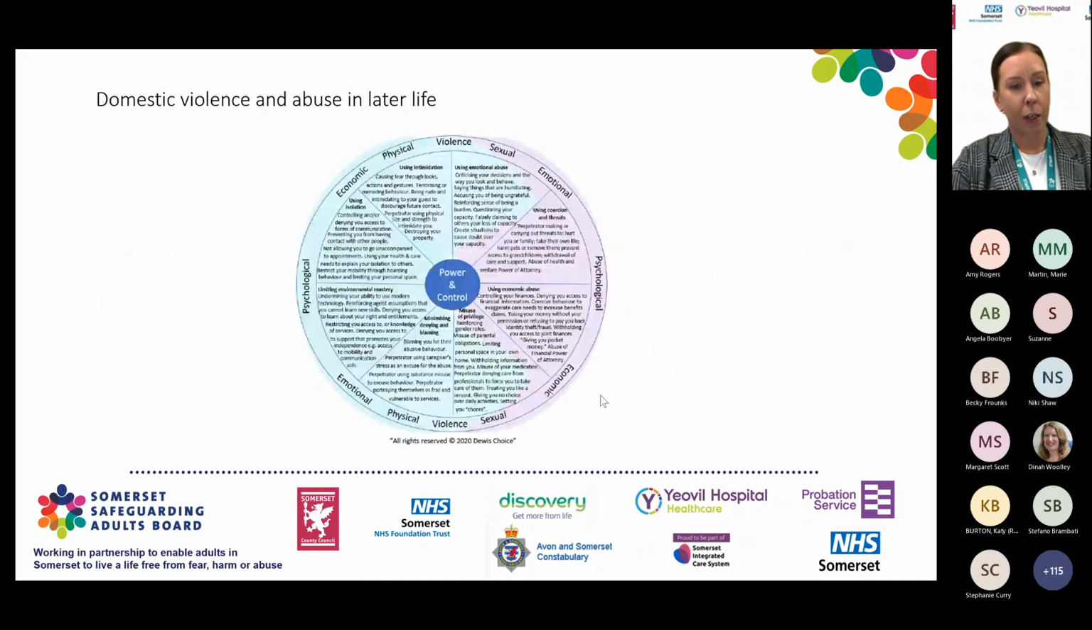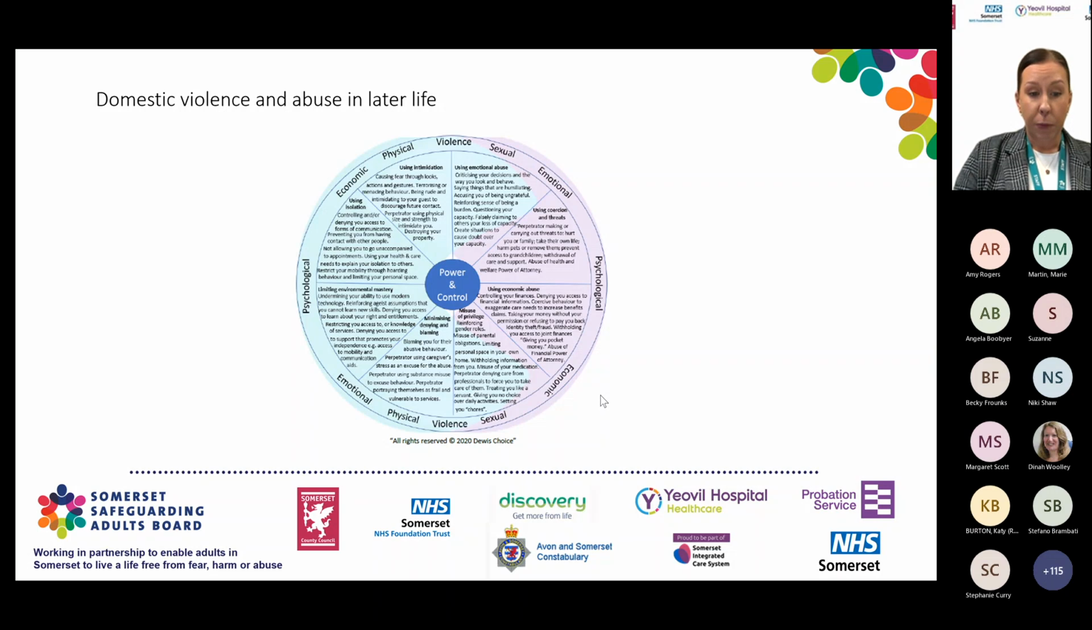Thank you, Emma. So this is an image that you may have seen before. It's the power and control wheel, which was developed in the 80s after talking to victims of domestic abuse about what it's like to live with an abusive partner. This wheel's really impactful because it represents the lived experience of those people, and it's a really useful tool to then explore signs of abuse in other areas of life where somebody may be vulnerable to abusive behaviours or where they're experiencing abuse but they don't recognise it as such.